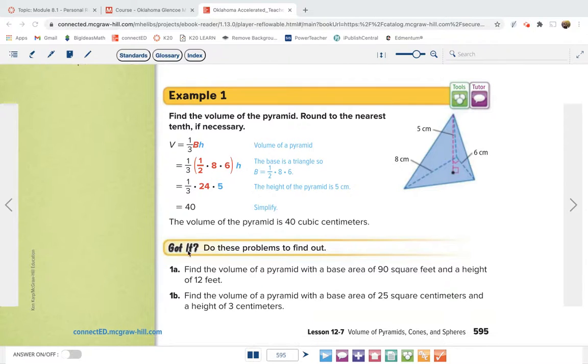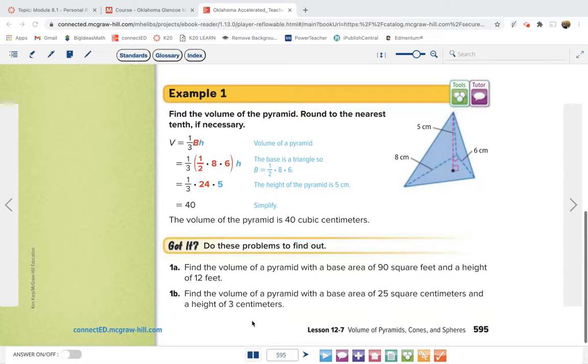So I'm going to have you go ahead and try 1A and 1B to get some practice. Try those, and then I will go over it with you.